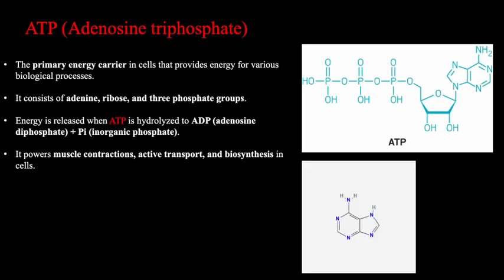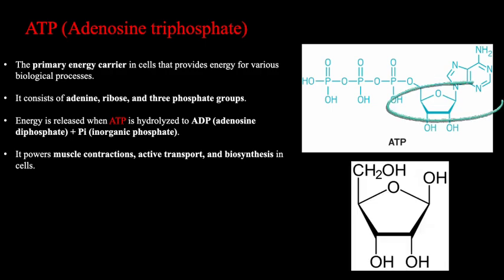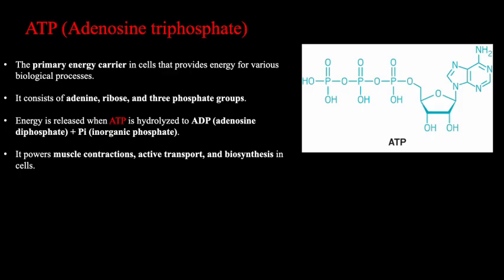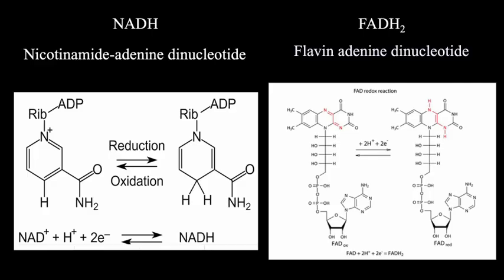It consists of a nitrogenous base, adenine, a sugar, ribose, and 3 phosphate groups. Energy is released when ATP is hydrolyzed to ADP, adenosine diphosphate, and inorganic phosphate. ATP is mainly produced in the mitochondria through cellular respiration. It powers muscle contractions, active transport, and biosynthesis in cells. Before we return to cellular respiration, let me introduce NADH and FADH2 as well.